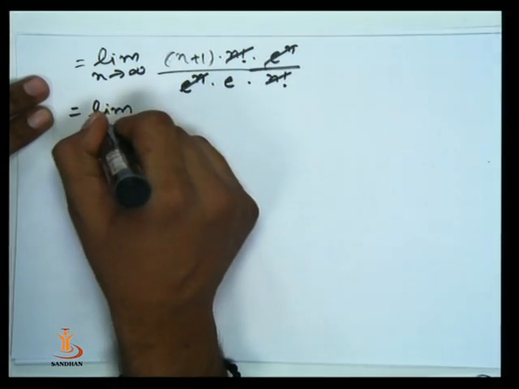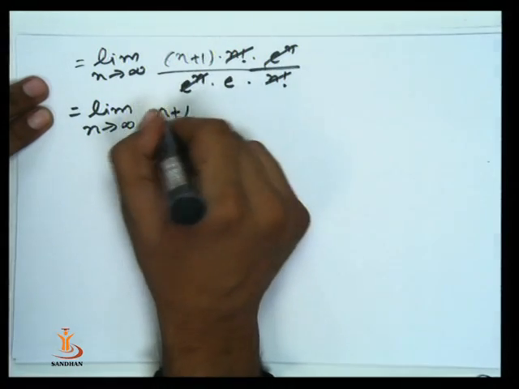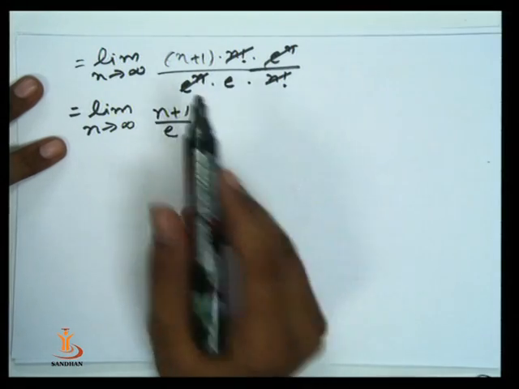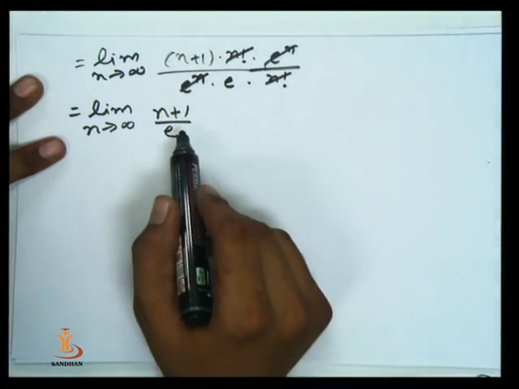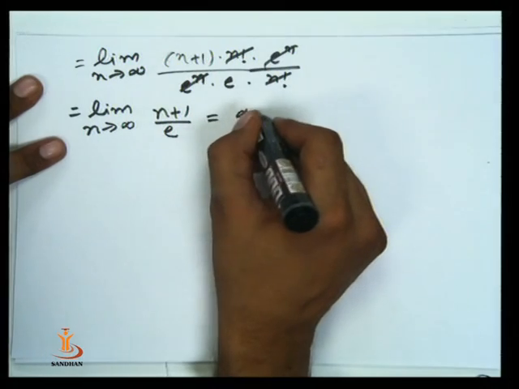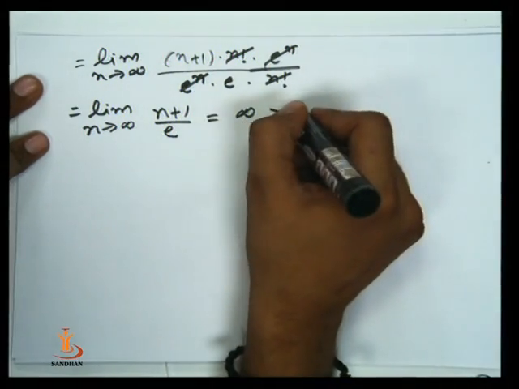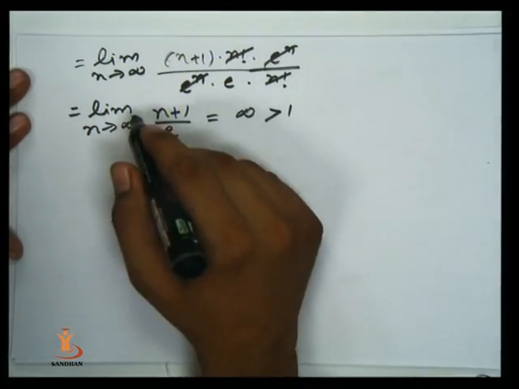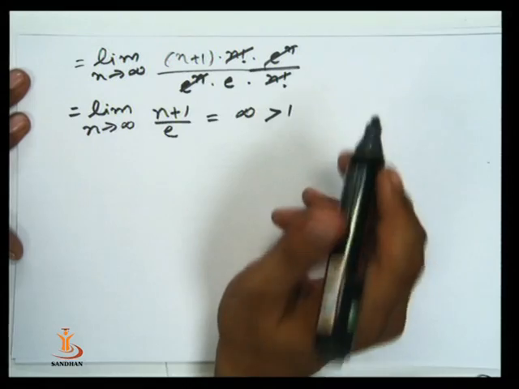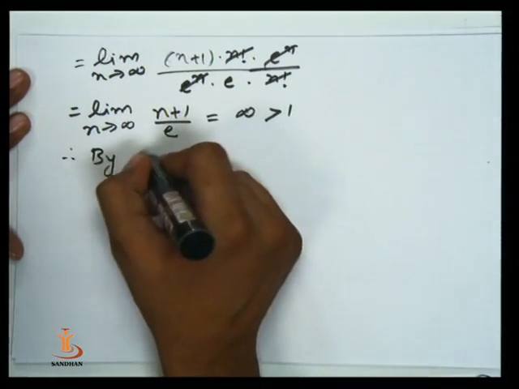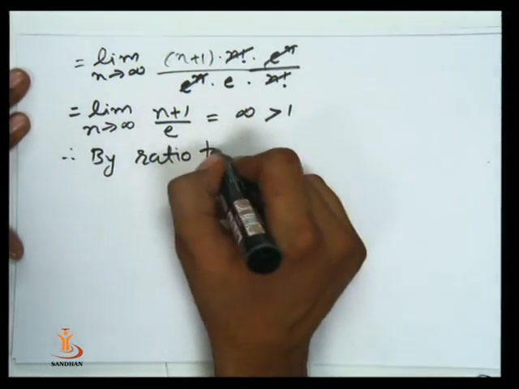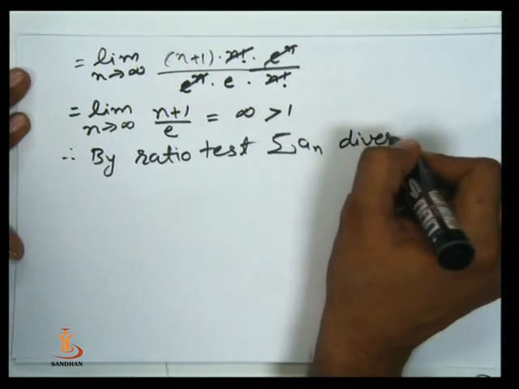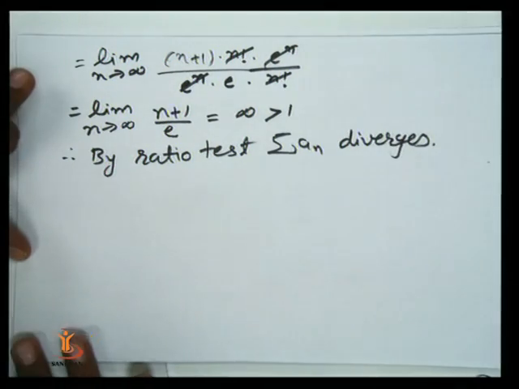We have the final result as the limit as n tends to infinity of n plus 1 upon e. When we take n tends to infinity, this n plus 1 goes to infinity, and infinity upon some finite number is going to be infinity, which is greater than 1. So by the ratio test, we have that the limit of a n plus 1 upon an is greater than 1. Therefore, by the ratio test, summation an diverges because that limit is greater than 1.